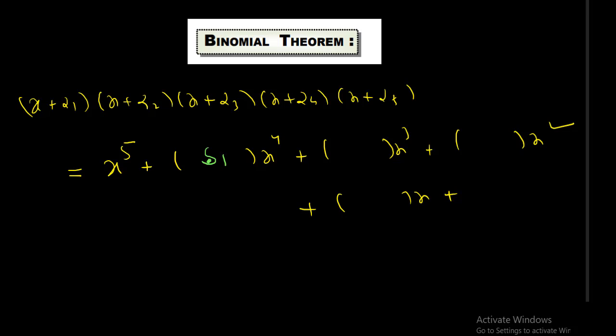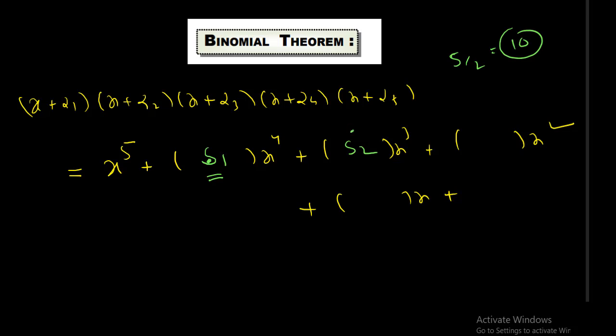Okay, for example, this is an algebraic expression. S1 stands for the sum of zeros taken one at a time. What should we write next? S2, the sum of the zeros taken 2 at a time. Actually, 5 zeros are there and we need to choose 2, that means 5C2. 5C2 value is how much? 10. Means 10 terms we will get.